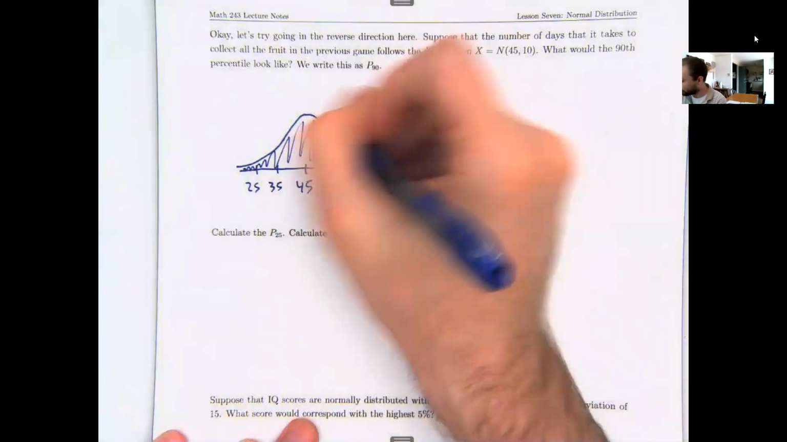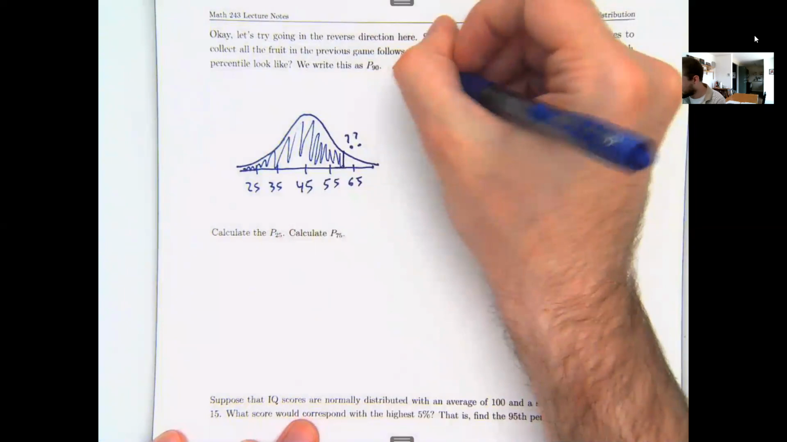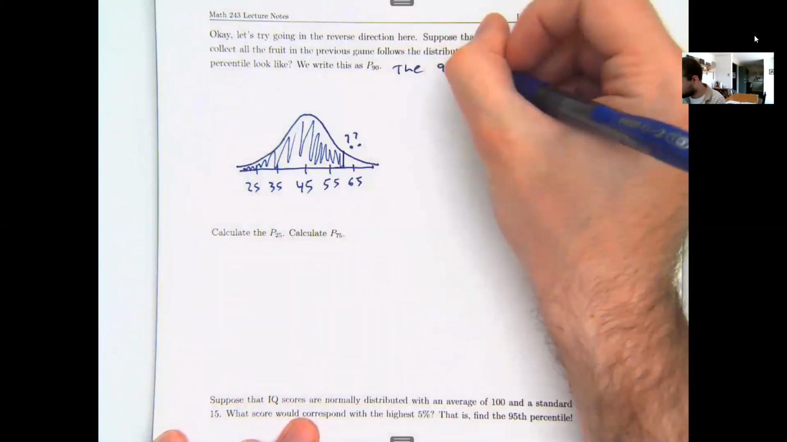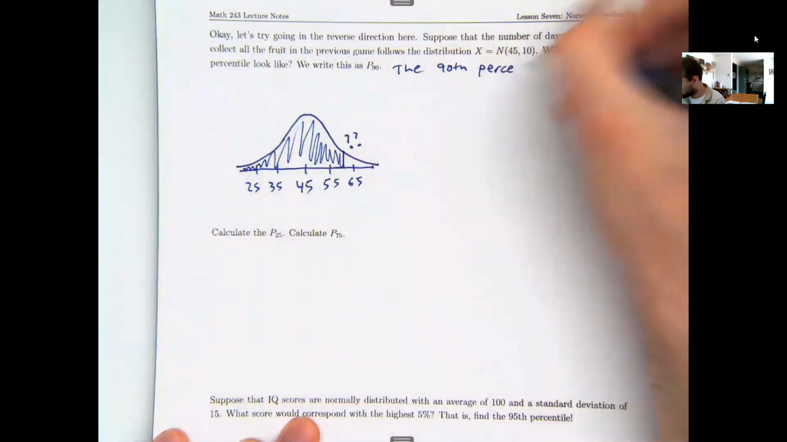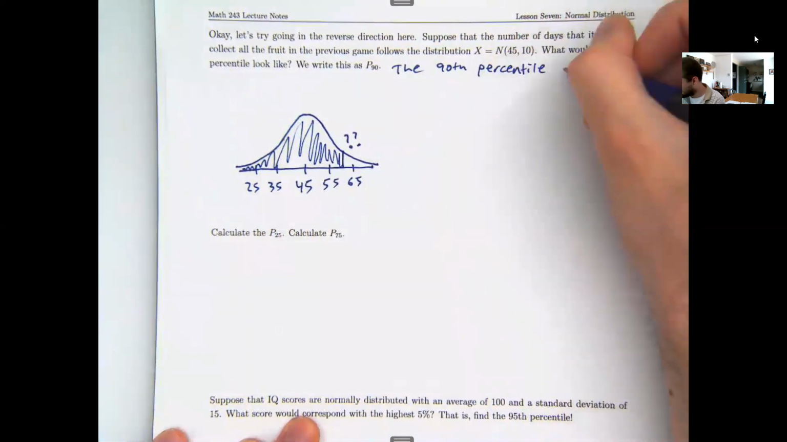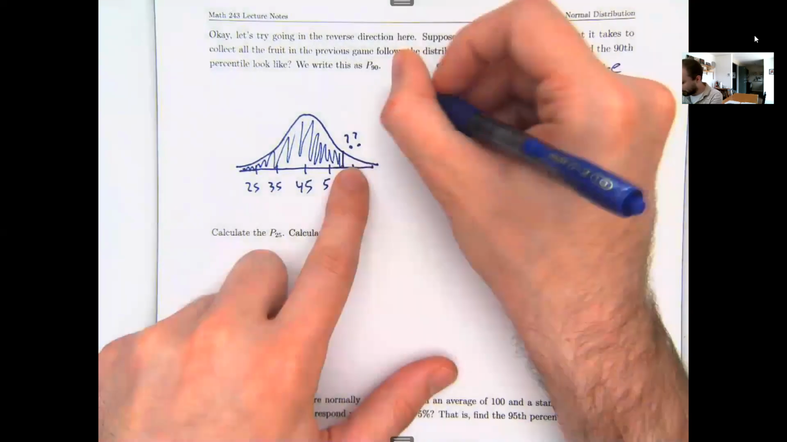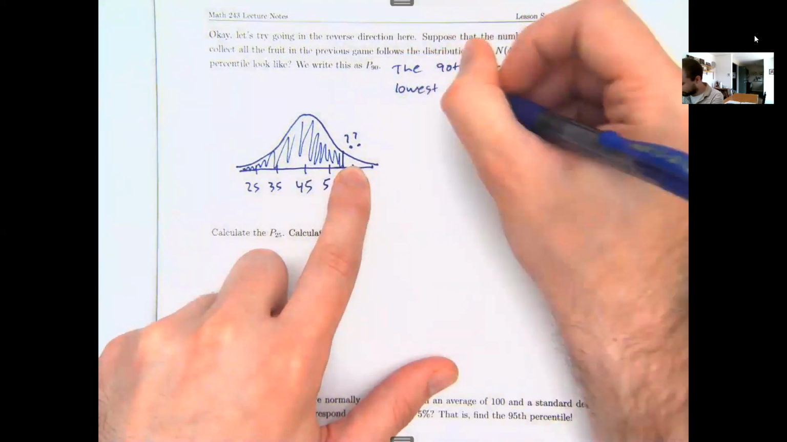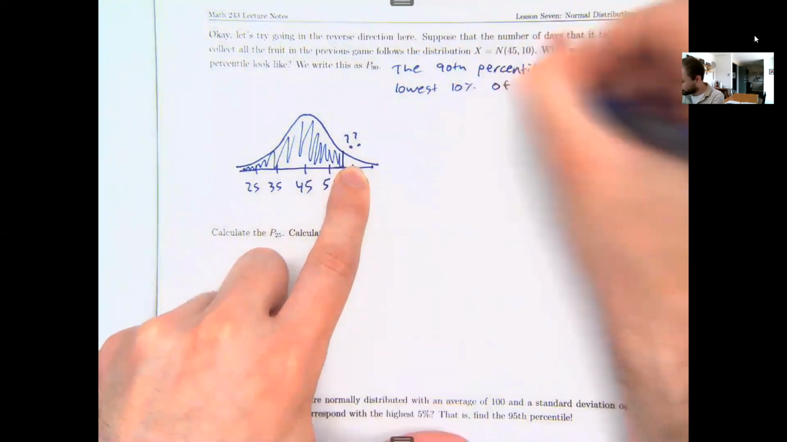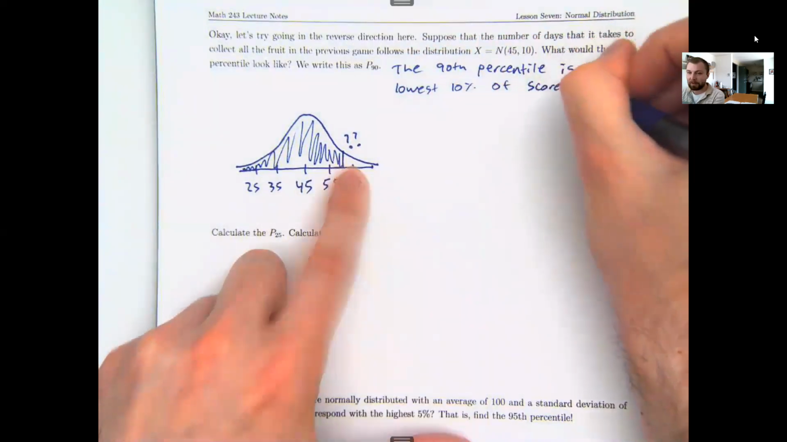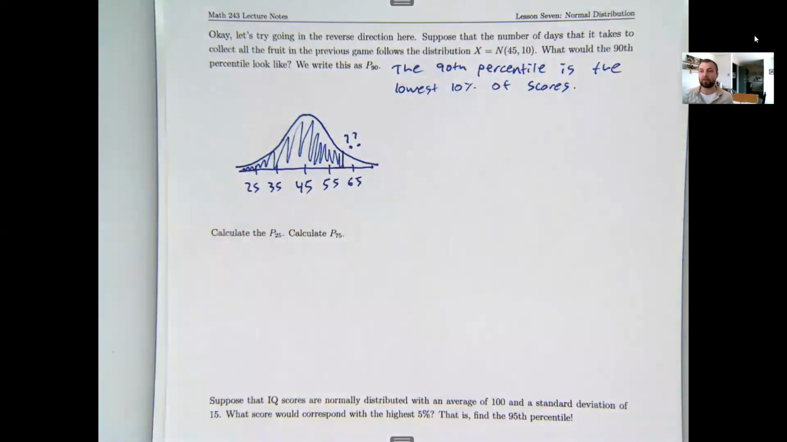So in context of the problem, the 90th percentile is actually the lowest 10% of scores, because more days meant worse scores. So this would actually represent sort of some of the worst players of the game. That's okay. Let's try to figure out exactly what that cutoff would be.